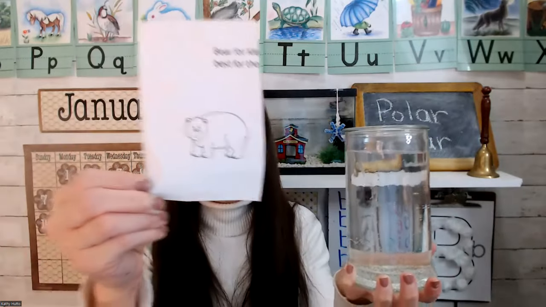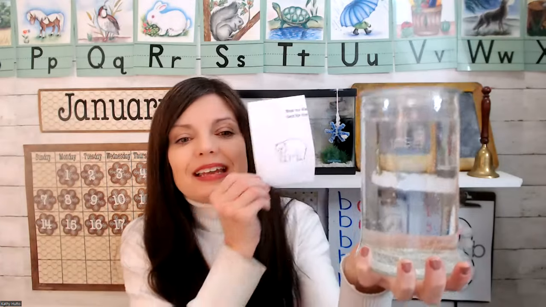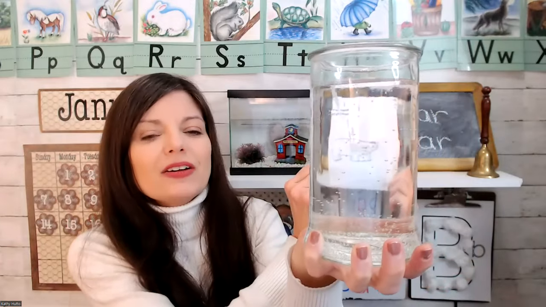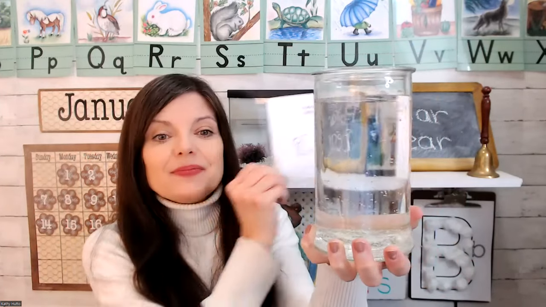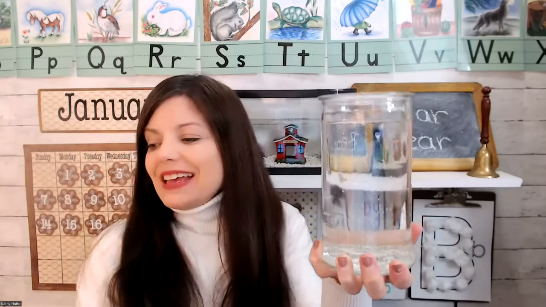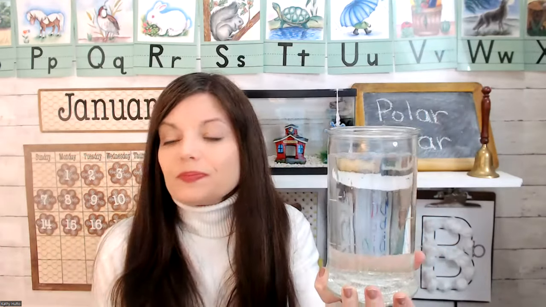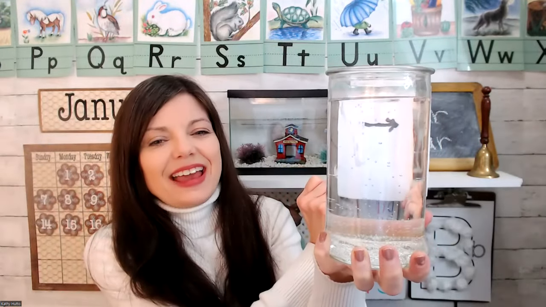Let's try this polar bear picture. Which way is his head facing? This way. Now let's put it behind the glass of water. Now which way is his head facing? That way. This way. And now that way. Let's do the arrow once more. This way. And now that way.